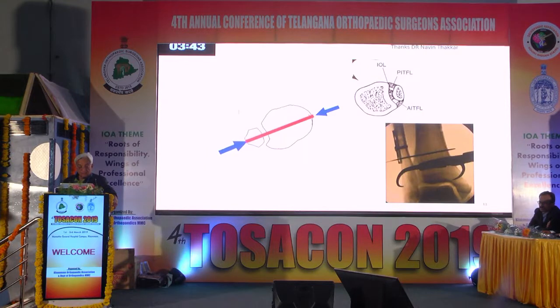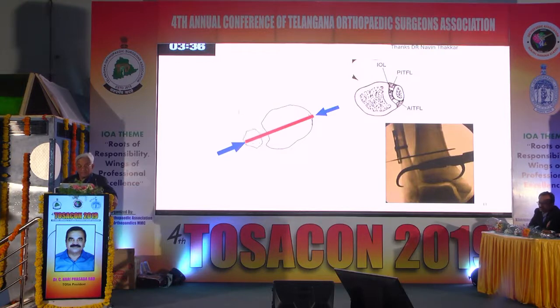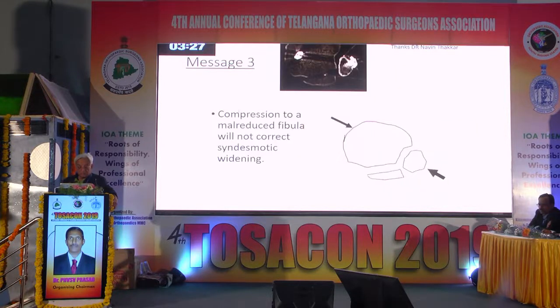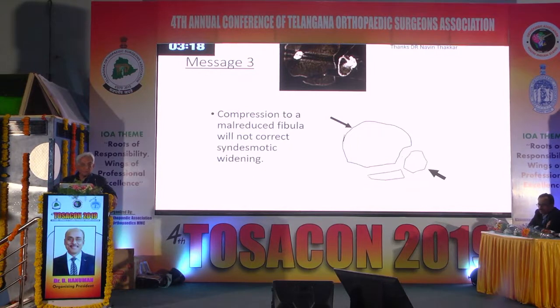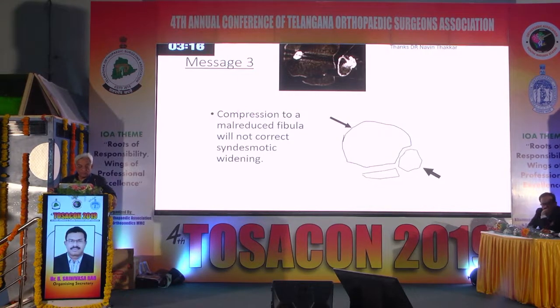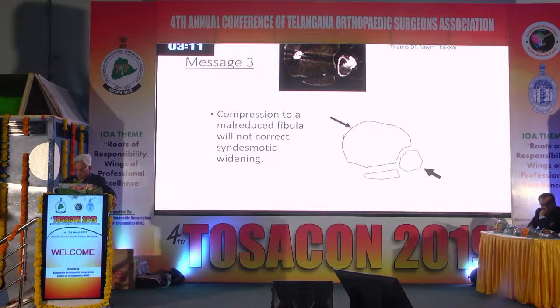Now here it is, you can see with the clamp, you are reducing the fibula properly, and then this ligament is restored, and these ligaments which are torn are reproduced into the normal position where they can heal up. Now, if the posterior malleolus is not fixed, then you will never be able to get the tibia fibula back into the tibia. And that's the reason the posterior malleolus almost always you need to fix it up. Compression to the malreduced fibula will not correct the syndesmotic widening.